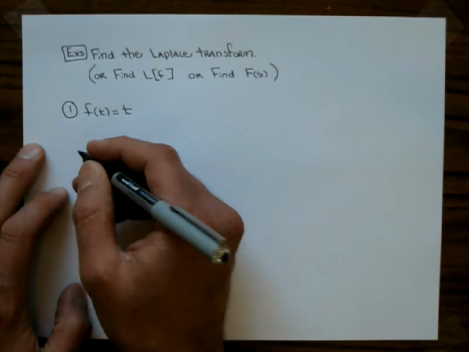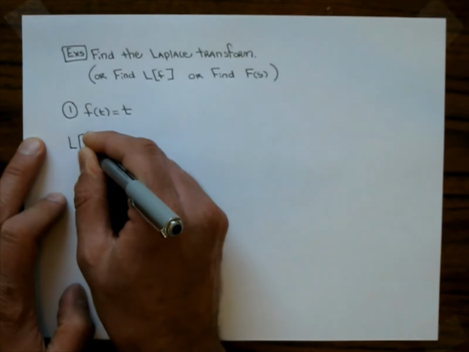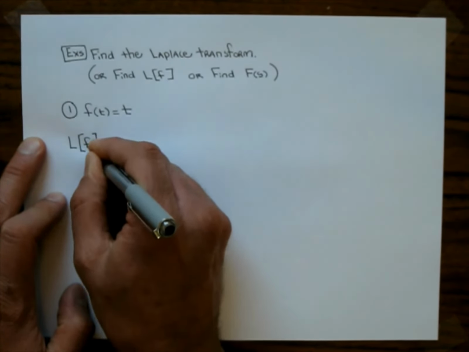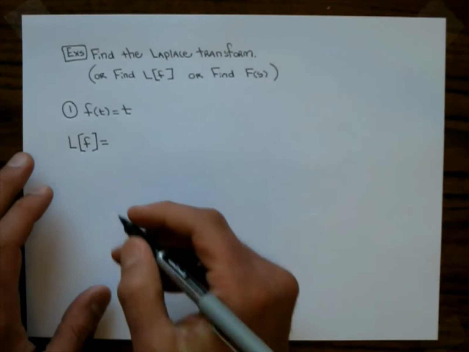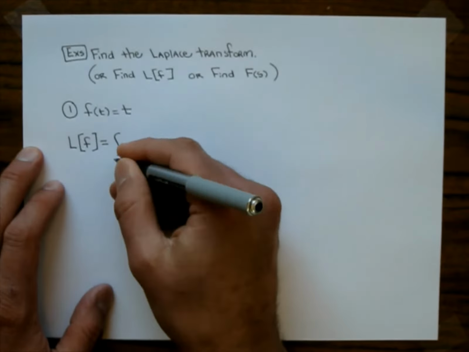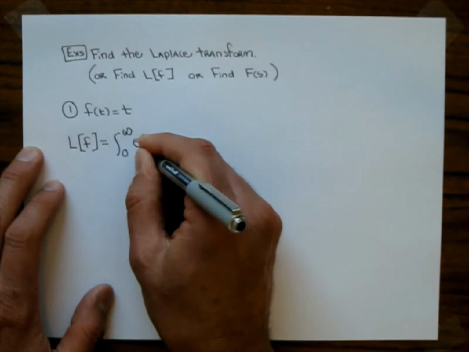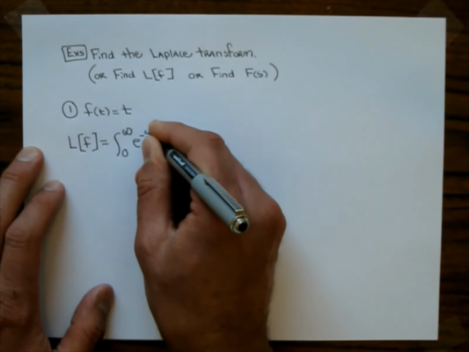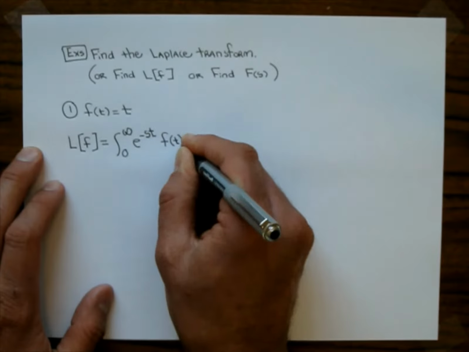Let's go ahead and do this problem. Okay, the Laplace transform, L of f. That's what we're computing. So what I'm going to do is I'm going to go ahead and write down that definition that we saw. This goes from 0 to infinity, e to the negative st, and then we have f of t dt.